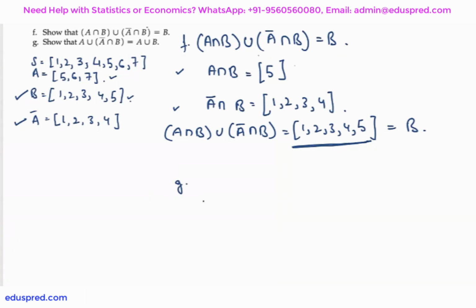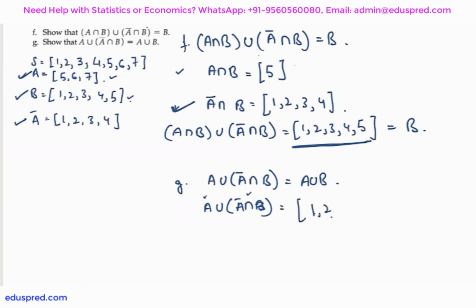Similarly, we can look at the next part. We have to show A union A complement intersection B is equal to A union B. So we already know the outcomes of A, that are 5, 6, 7. We already know the outcomes of A complement intersection B here, that is 1, 2, 3, 4. So if I can find out A union A complement intersection B, I basically have to write all those outcomes which are either a part of A or a part of A complement intersection B or a part of both. So from A complement intersection B, I will take 1, 2, 3, 4. And from A, I will take 5, 6, 7. So I get the left hand side.